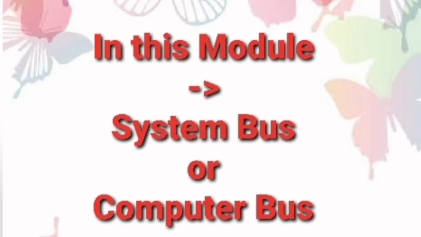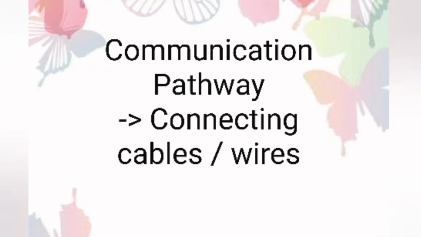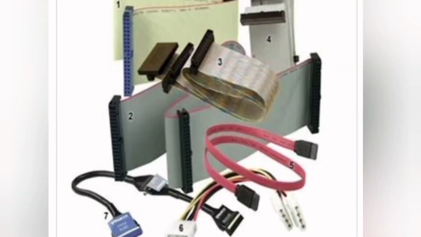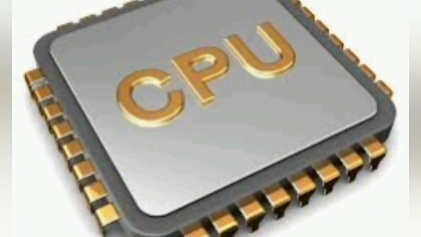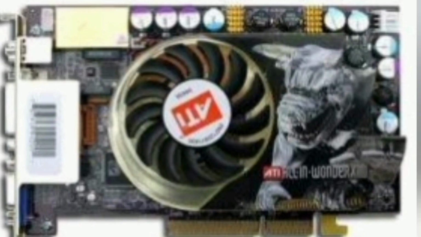In this module, I am going to discuss the system bus, or computer bus. What's a system bus? It's an electronic communication pathway that allows data and instructions to travel between different components inside a computer. The communication pathway consists of connecting cables or wires. These cables connect the major components like CPU, main memory, hard disk, motherboard, graphics card, etc.